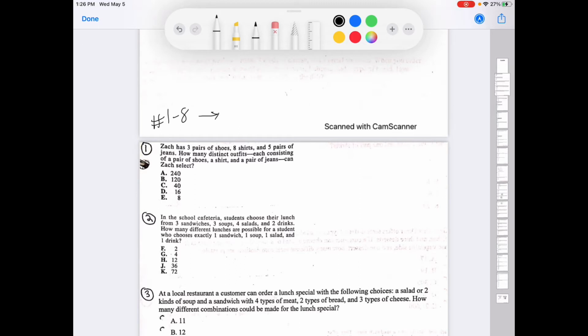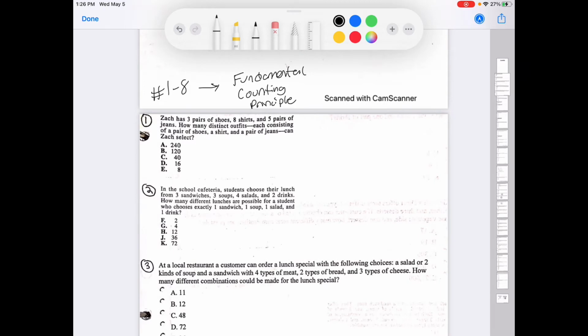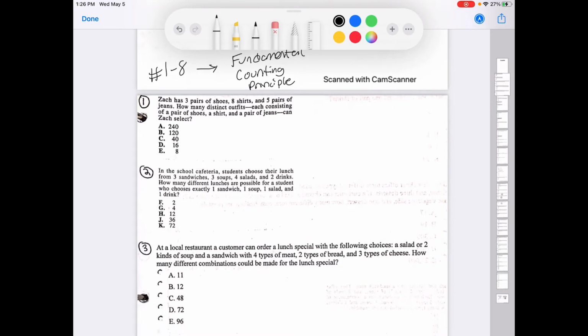these are fundamental counting principle questions. And all that is, if you have different groups and you're picking an item out of different groups, you just multiply however many items you have from each group together.